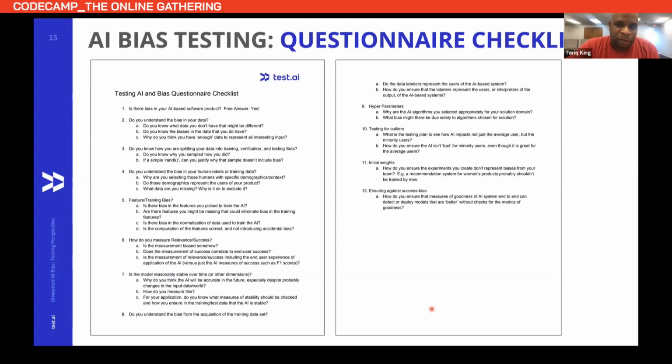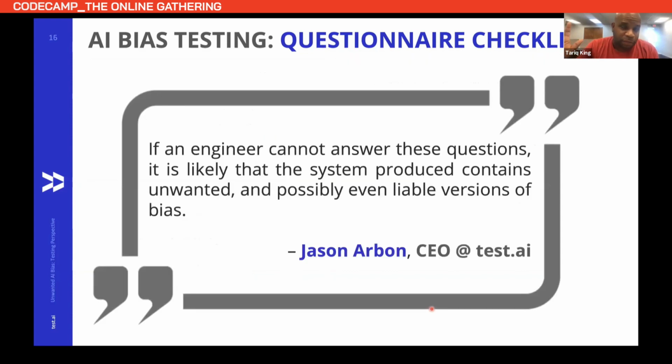So it comes to us understanding what bias is there, knowing how we split our data, looking at how we select features, understanding relevance and looking at different dimensions, hyperparameters, outliers, the weights, everything that deals with that. Our CEO, Jason Arbin, says if an engineer cannot answer these questions, it's likely that the system produced contains unwanted and possibly even liable versions of bias, right? So when you're building, you should be able to filter through this information and be able to articulate where you are and what you've done, right?